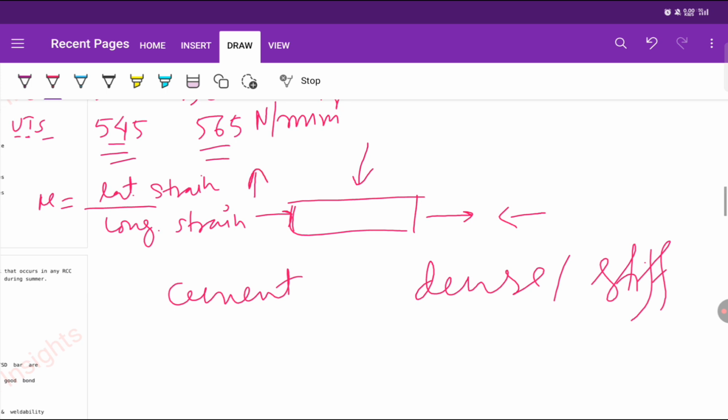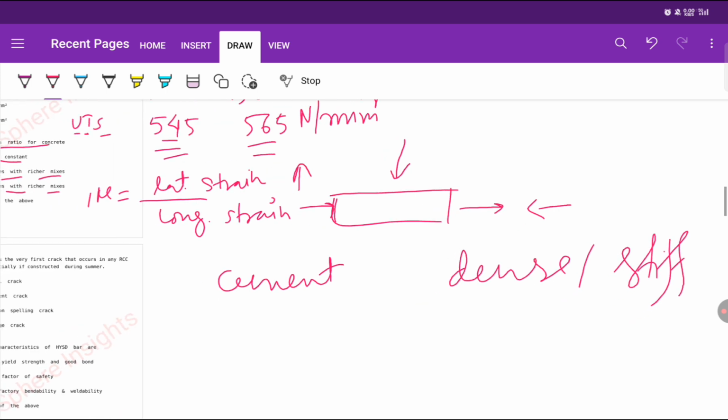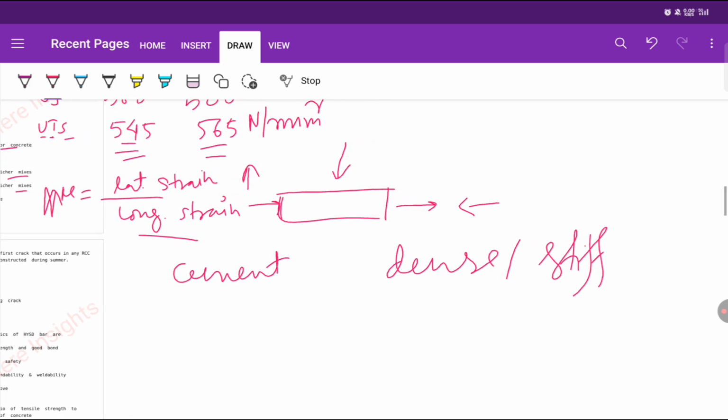So if the lateral strain is more, then the overall mu will be higher. For the same longitudinal strain, lateral strain will be higher if the member is stiff.